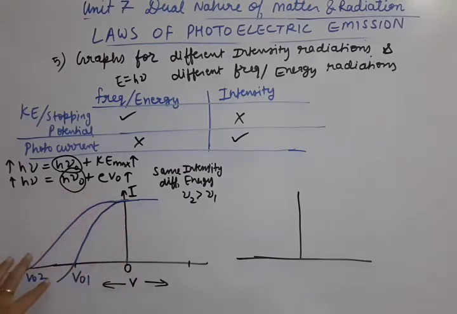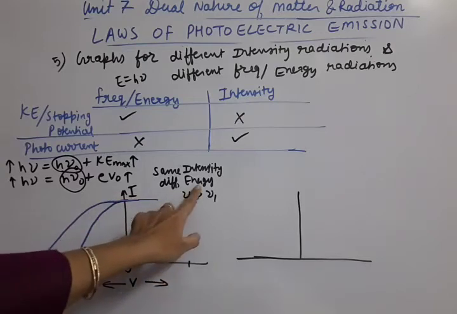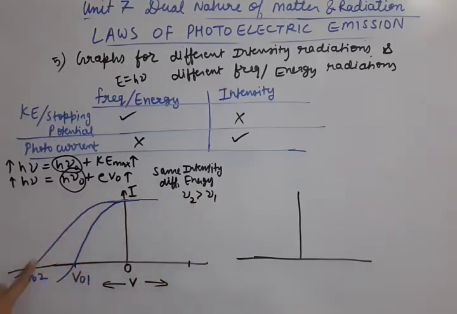We have to draw the graph of two incident radiations. Both have the same intensity, that's why both have the same current. Current is at a common point, but both have different energy. Out of that, 2 has more energy, so stopping potential depends upon the energy. That's why V02 and V01 are separately shown.